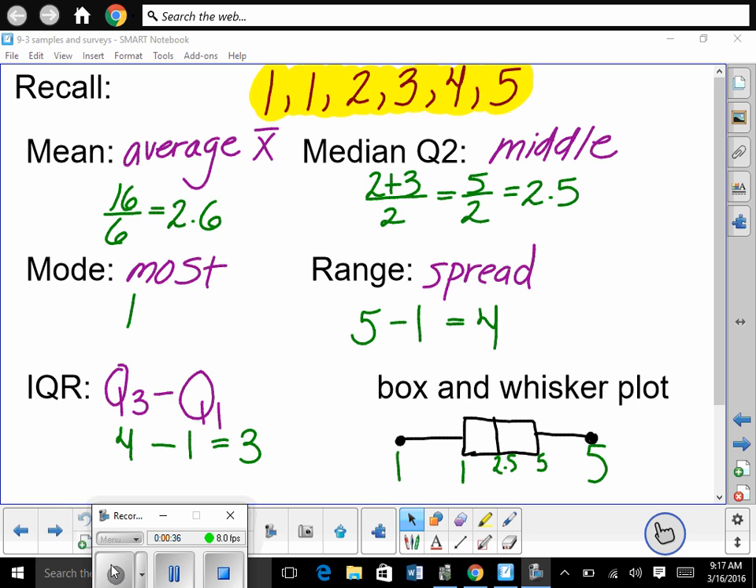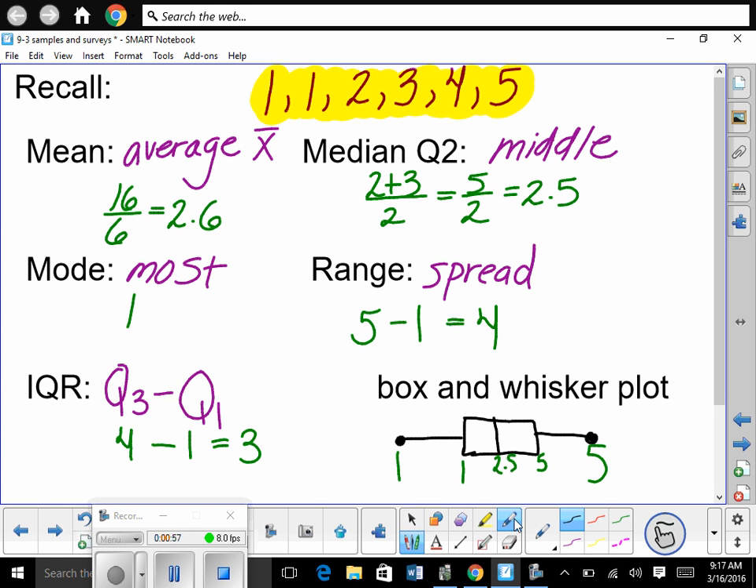Then we found our median, which means middle. So median means middle. I went in 1, 2, 3, so it meant the middle. I added those up, that's 5, divided by 2, right? So the middle of this data set is 2.5, right in between here. And then our mode is what happens most. The one that happens most in here is 1.